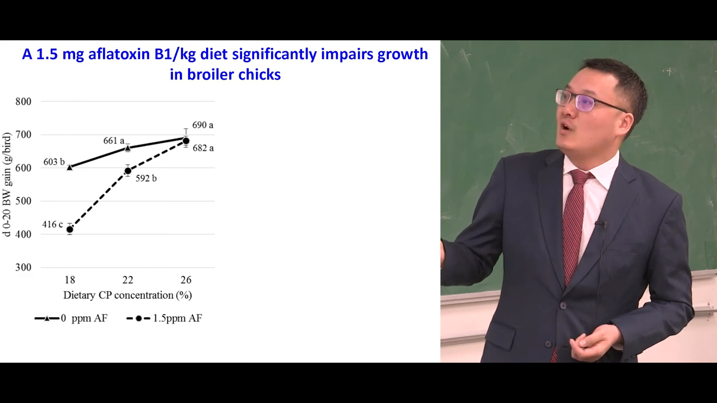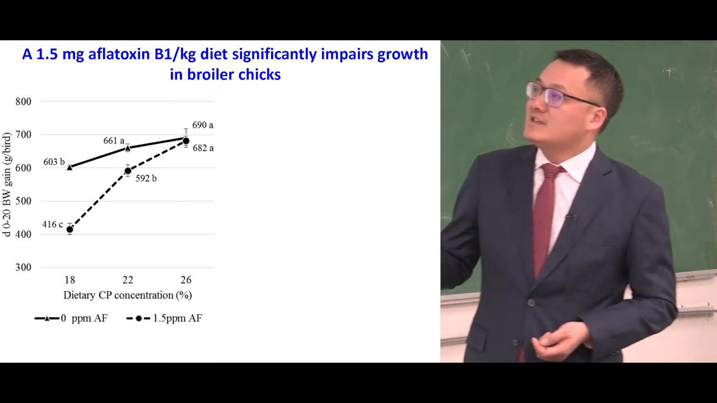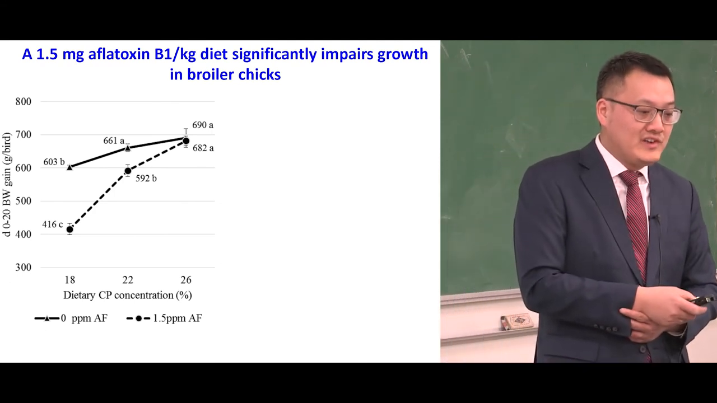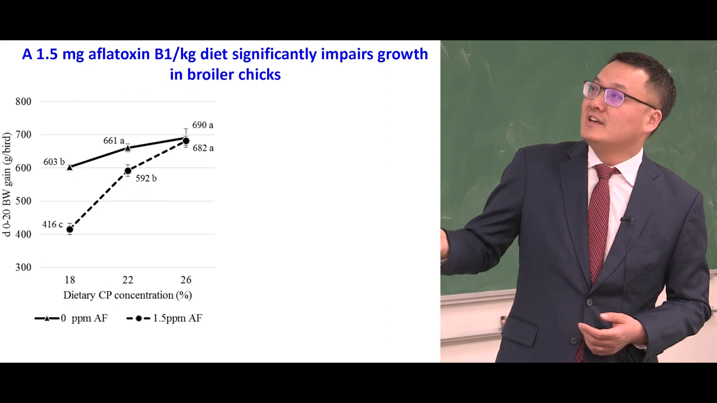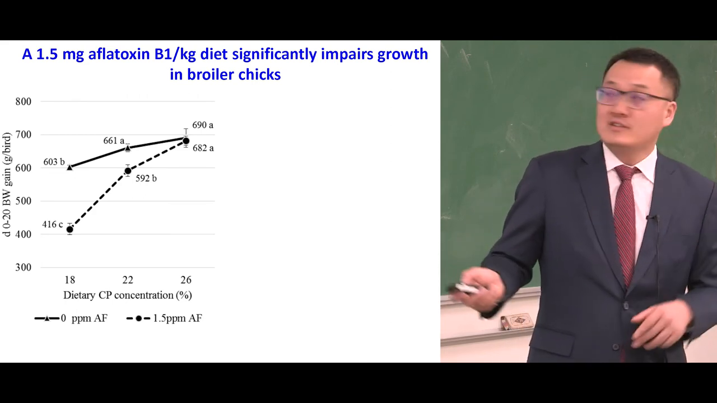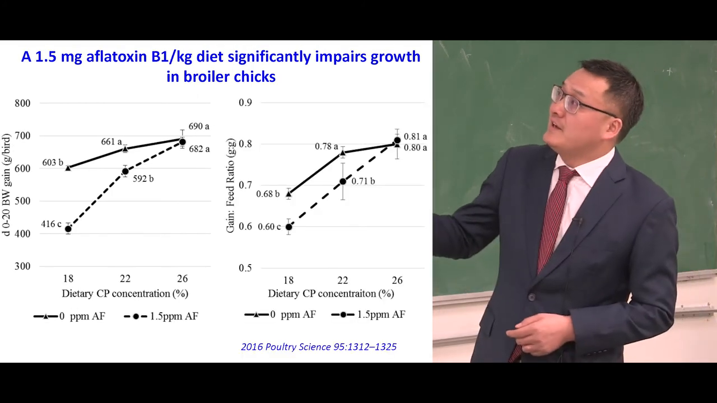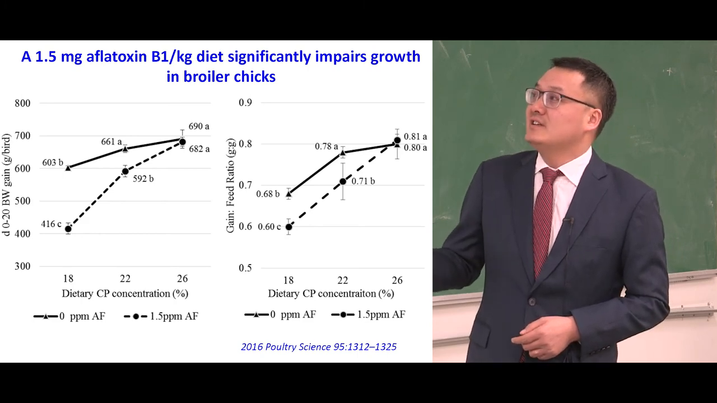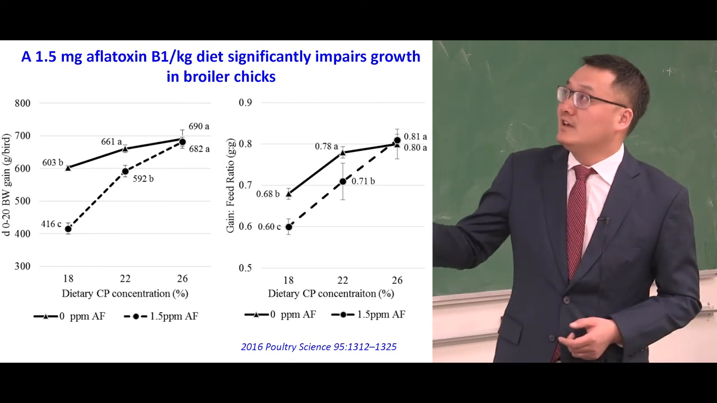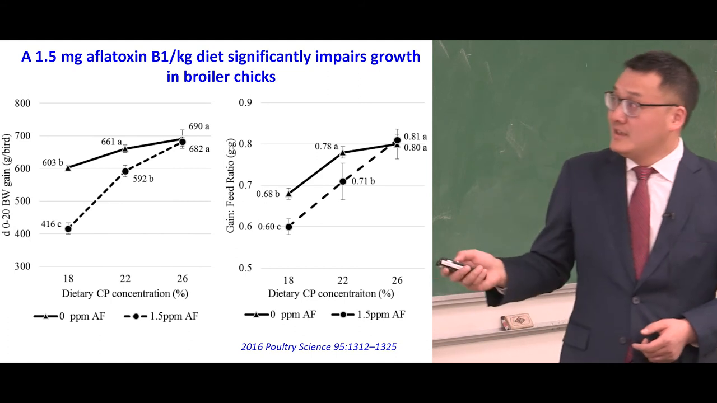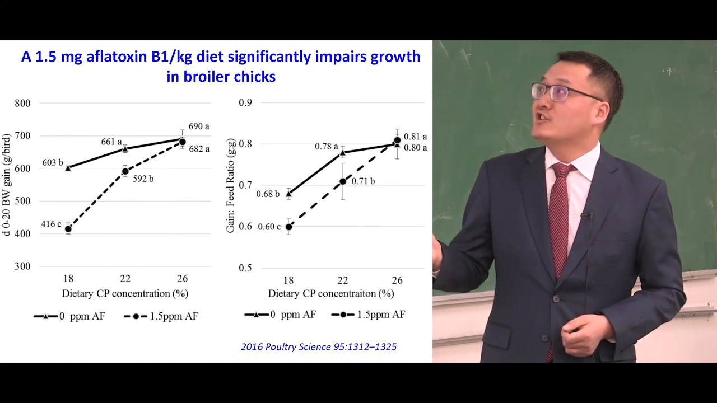The solid line is the control diet without any aflatoxin contamination. And the dashed line means 1.5 ppm aflatoxin contamination in the feed. So you can see this mycotoxin contamination affected the body weight, especially at the low protein level. You can see this huge difference. Again, when you look at feed utilization efficiency, the gain to feed ratio is also reduced by the aflatoxin contamination in the chick. So this again shows aflatoxin can affect growth in broiler chicks.